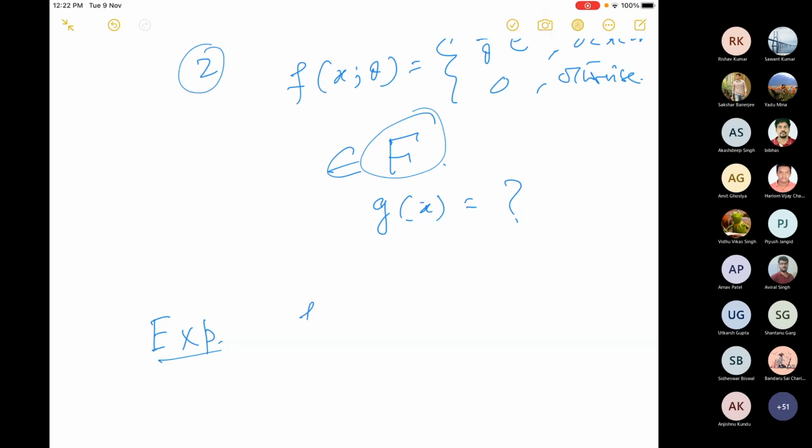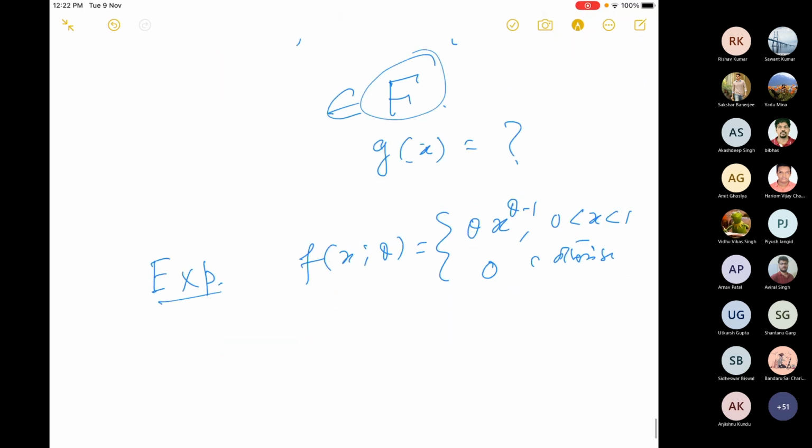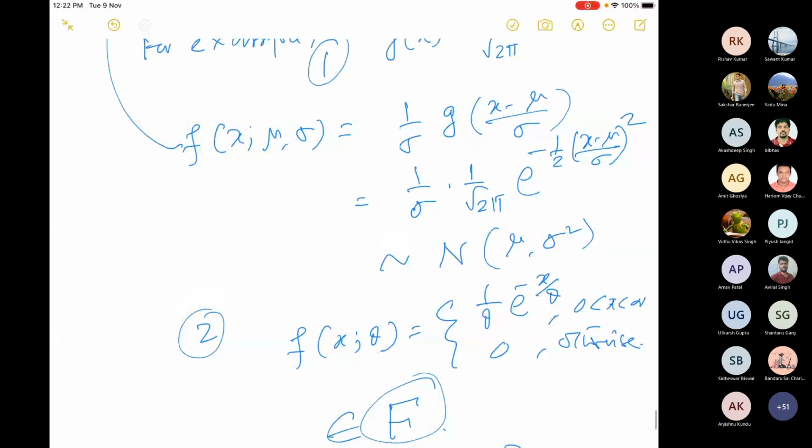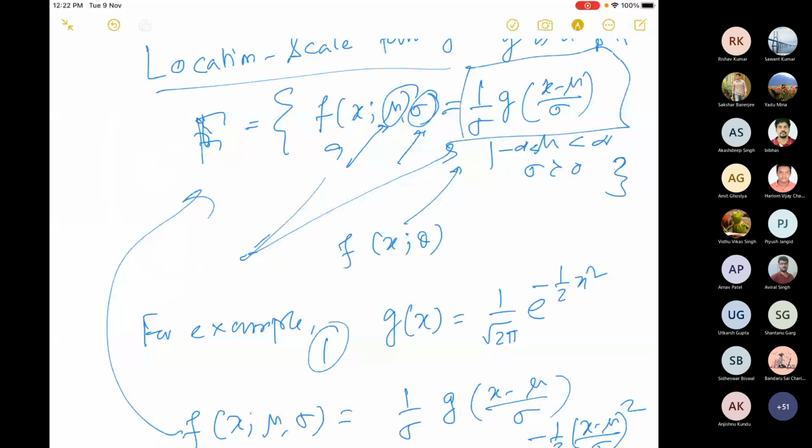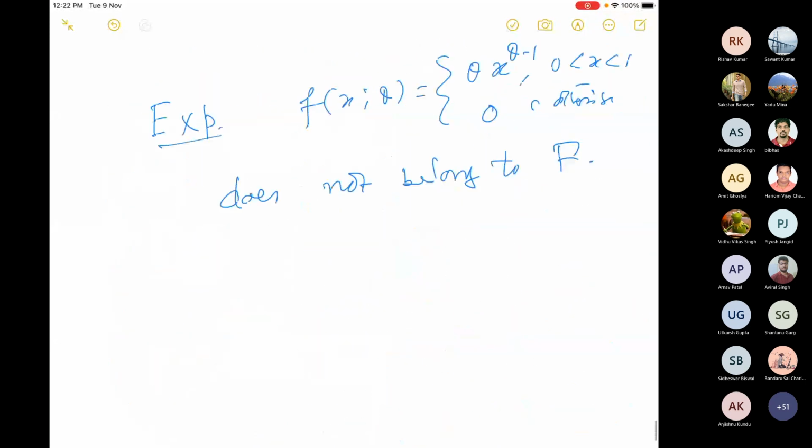So for example, if you take f of x theta to be equal to theta x to the power theta minus 1, 0 less than x less than 1, and 0 otherwise. If you take this PDF, this does not belong to F, meaning there is no PDF G for which this function can be written in this particular form. So there is no such G available. So this is not in this particular class. What I mean to say is that there are PDFs which are not in this class, and then the question would be, for those PDFs, how to find a pivotal quantity, which we'll not discuss in this course.